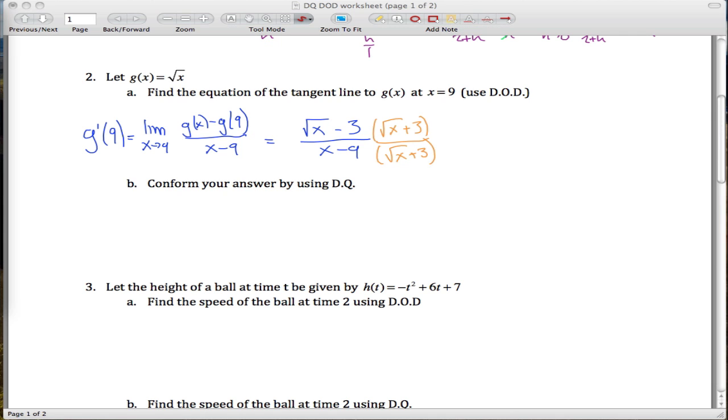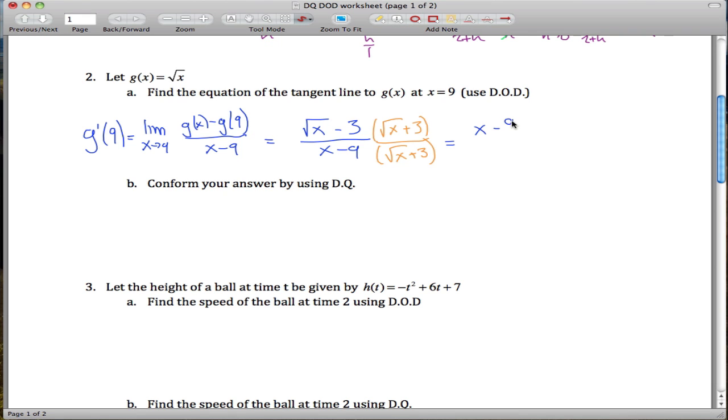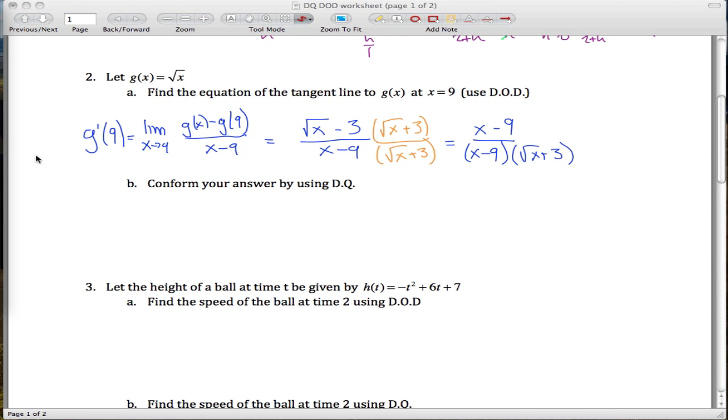And I know it seems like this doesn't do you any good because sure, you get rid of the square root in the numerator, but the bottom still has one. But it turns out that that's okay, because what we've managed to do is get an x minus 9 in the top and an x minus 9 in the bottom, which cancel out.